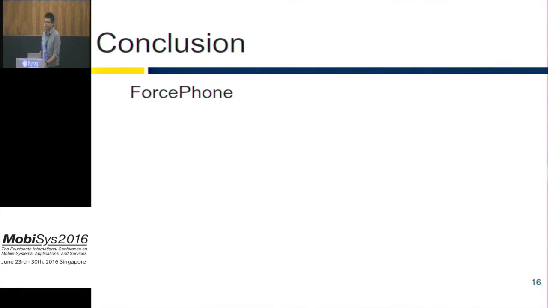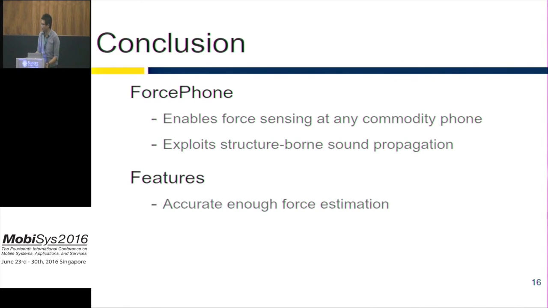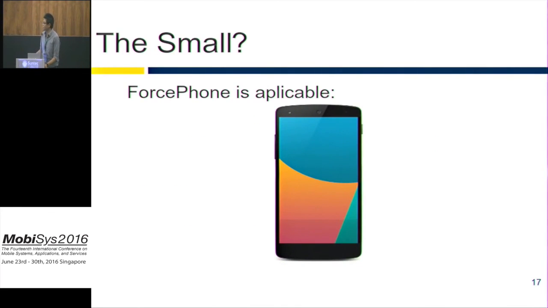That's the conclusion of this presentation. Again, ForcePhone is a technology implemented just in software, bringing force sensing to anyone's smartphone. We use a very new property we call structure-borne propagation, and the ForcePhone feature gives you a good enough estimation, and it uses inaudible sound and is easy to deploy. So that's nearly the end of this presentation.